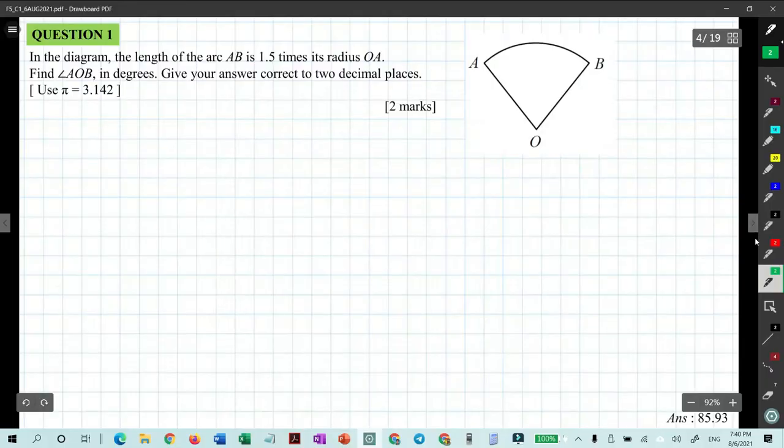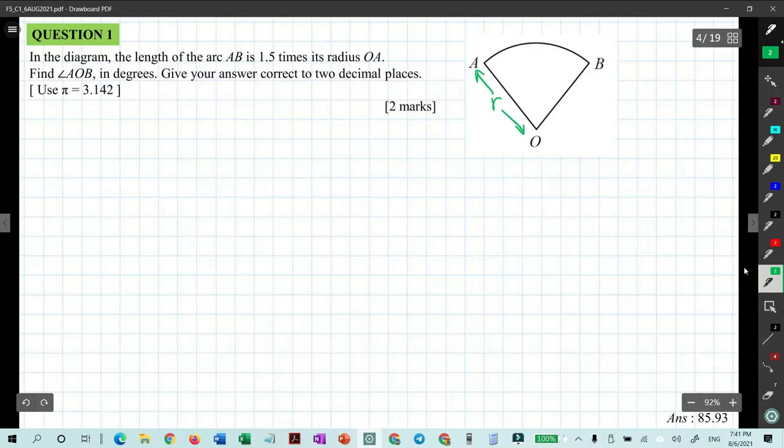Let's see some basic questions related to this chapter. Okay, so question number 1. So this is arc AB, which is 1.5 times its radius OA. So OA is actually the radius.